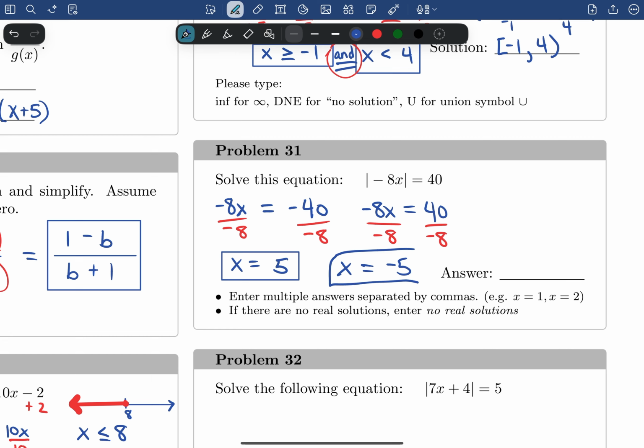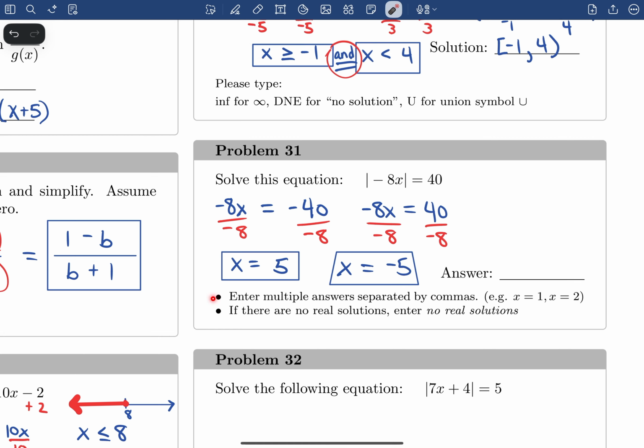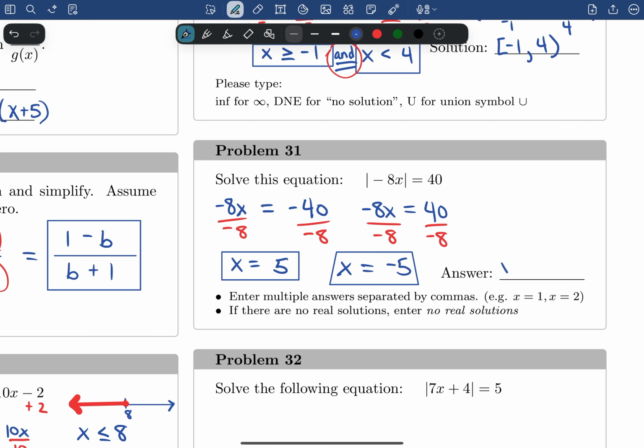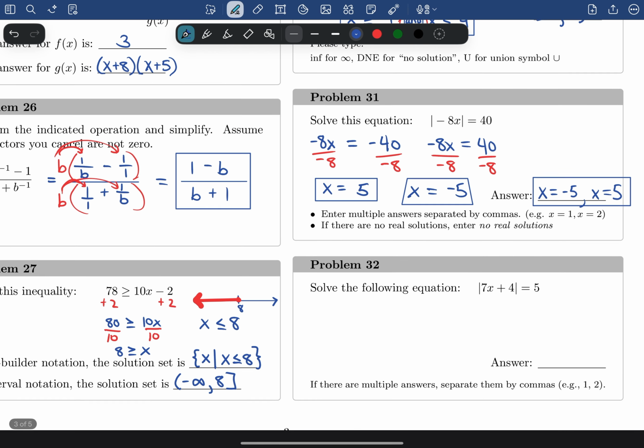I have two solutions. I look at the instructions: enter multiple answers separated by commas, like x equals 1, comma, x equals 2. So to report my answer, I'll say x equals -5, comma, x equals 5. There's my two solutions, separated with a comma, in the format that the question asked.